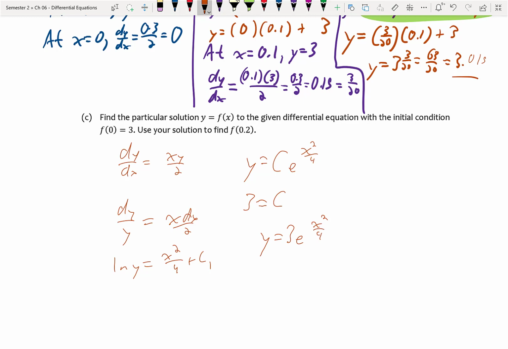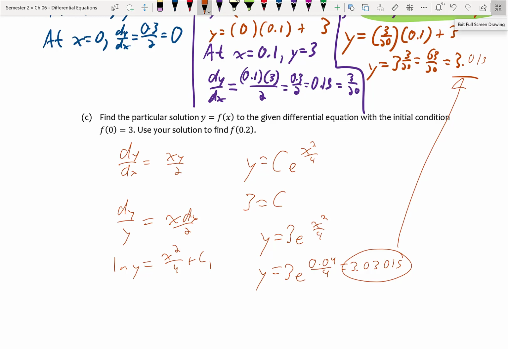And then plug in f of 0.2. So 3e to the 0.04 over 4. And if you do that, you get an approximate value of 3.03015. So you circle that, you compare it with the one right up above, and you say, oh, okay, they're close. And you smile, and you get your 9 points on the problem.